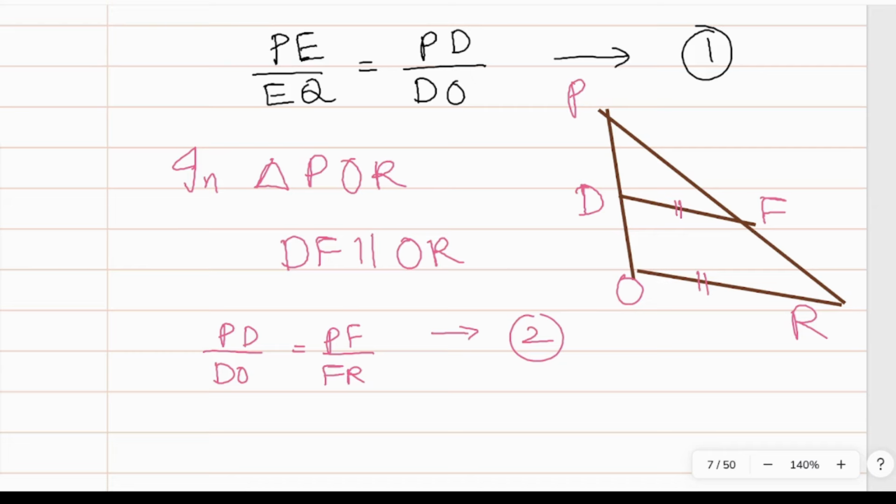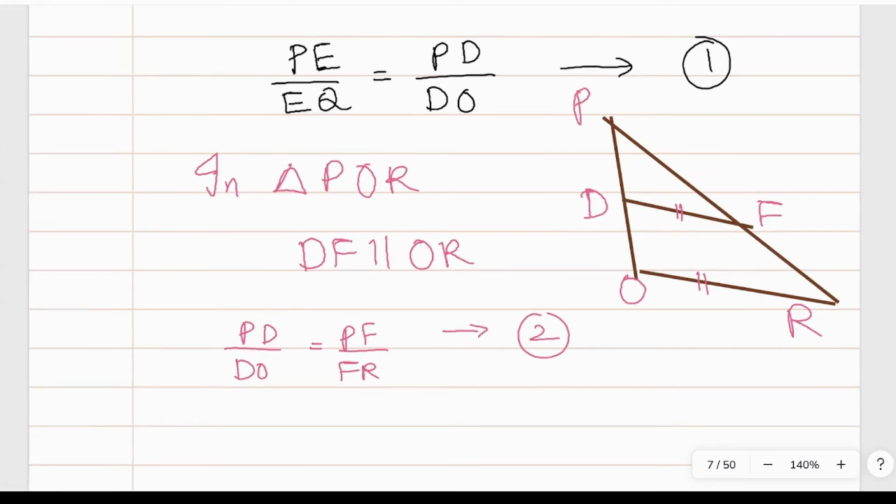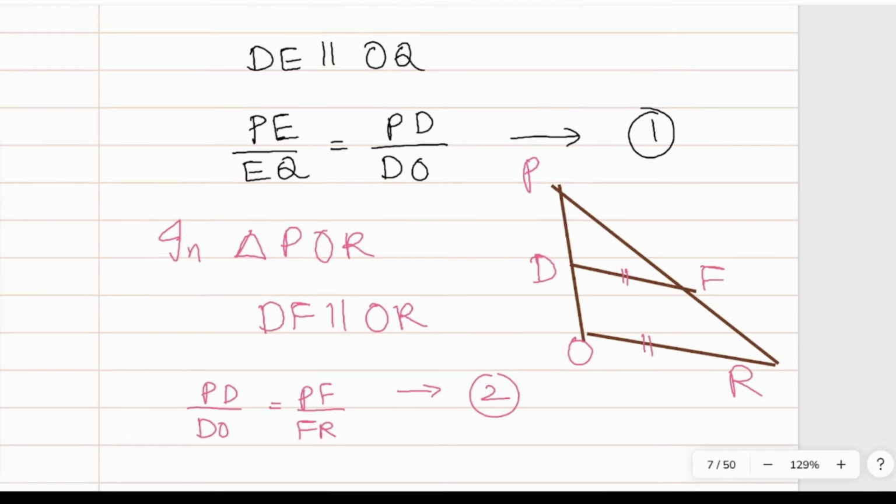Now again cross check the equation number 1 and equation number 2. Here you can observe one thing. This part and this part both are equal, right? So on comparing equation 1 and 2, what can we write? We can write PE by EQ equal to PF by FR.